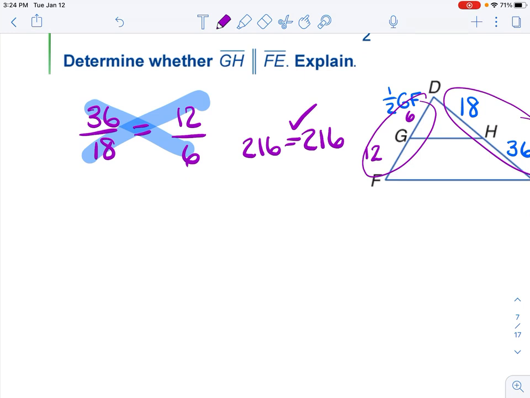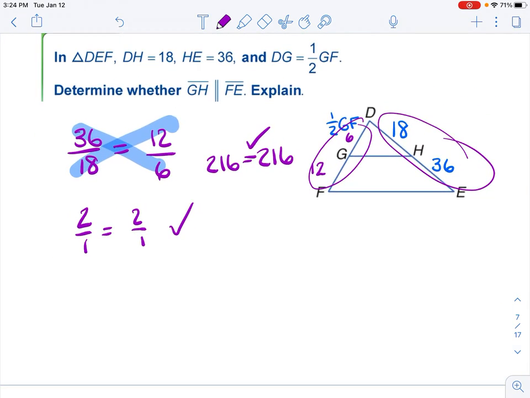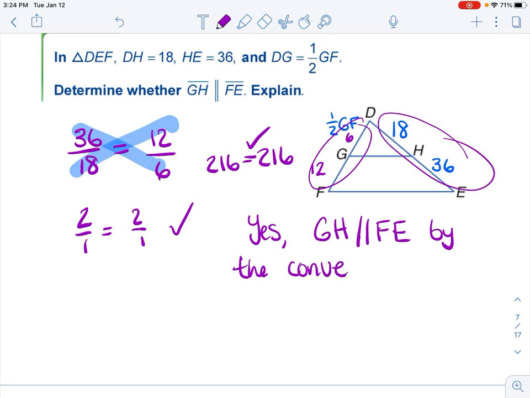Or you can just reduce the fractions. We end up getting 2 over 1 and 2 over 1, so that checks out. Since these check out, they either both check out or they both don't. Since they both do, we know that, yes, GH is parallel to FE by the converse of the triangle proportionality theorem.